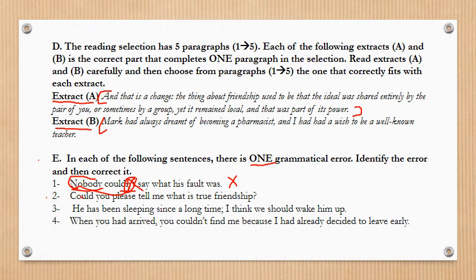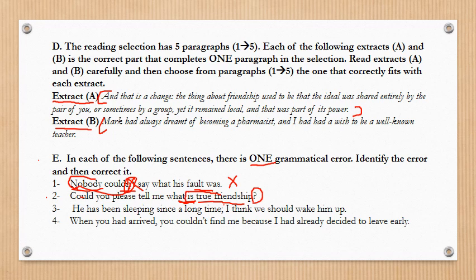Could you please tell me what is true friendship? This is a question, meaning, okay, this is a verb and this is the subject. Because it's a question, the subject comes before what true friendship is. Could you please tell me what true friendship is? Okay, what true friendship is.